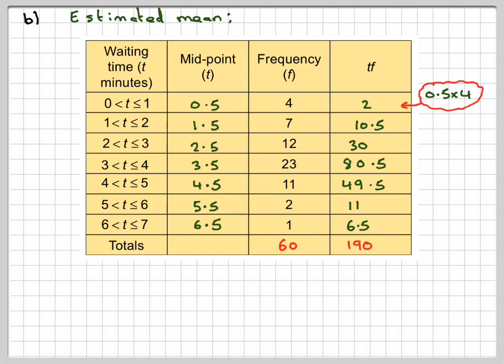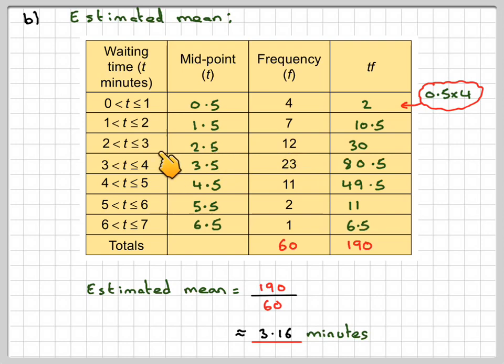And then an estimate for the mean will be this total here divided by this total here. So an estimate for the mean will be 190 divided by 60, which gives about 3.16 minutes, which seems roughly okay looking at the original data.